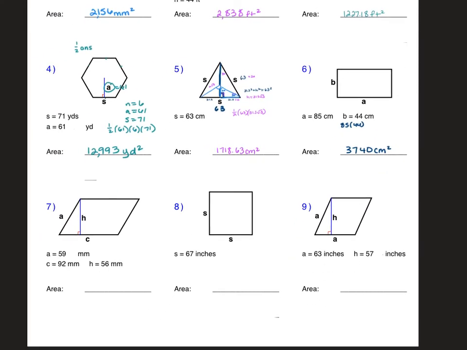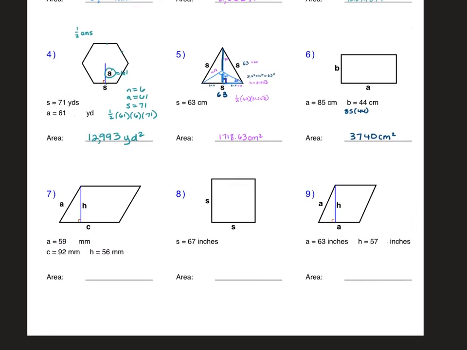Number 7 is now a parallelogram. So you've got A, which is the side length here, which we actually don't need right now. C, 92, and H, 56. This is just base times height, or 92 times 56. 5,152 millimeters squared.